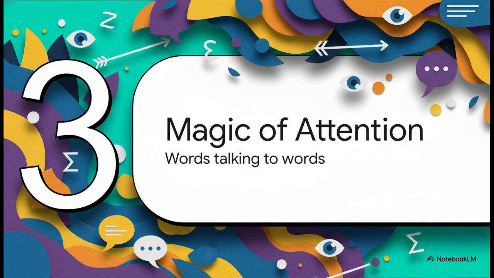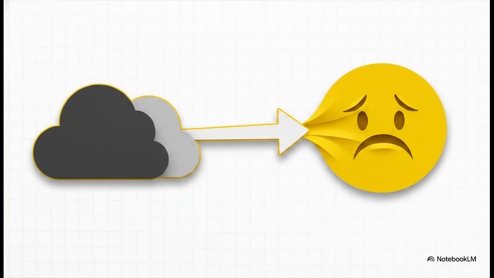Section 3, the magic of attention. Words talking to words. Let's look at the specific mathematical mechanism that makes this deep, web-like reading possible. Take a simple three-word phrase, not good. A weak, older model might spot the word good, count it, and predict that this sentence has a positive sentiment. It completely misses the structure.